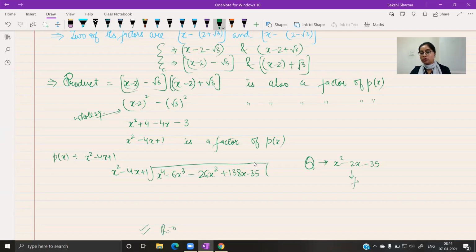After that you have to factorize the quotient. Do the factorization. Help me split the middle term. Minus 7x plus 5x. If you want, you can directly write down the factors. These will be the factors for the quadratic polynomial we obtained as the quotient.